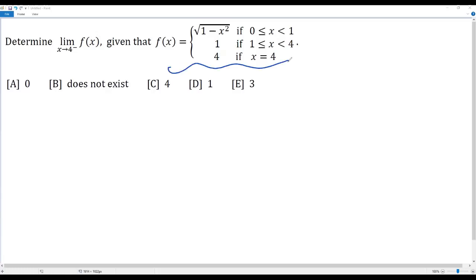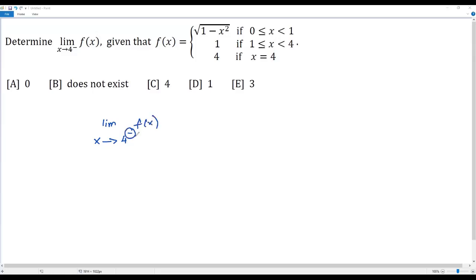Okay, here we have a piecewise function and we have to evaluate the limit as x approaches 4 from the left of f of x. Okay, let me write the given limit over here. That is the limit as x tends to 4, and there is a negative sign on the top right corner of the 4, that is 4 negative, f of x.